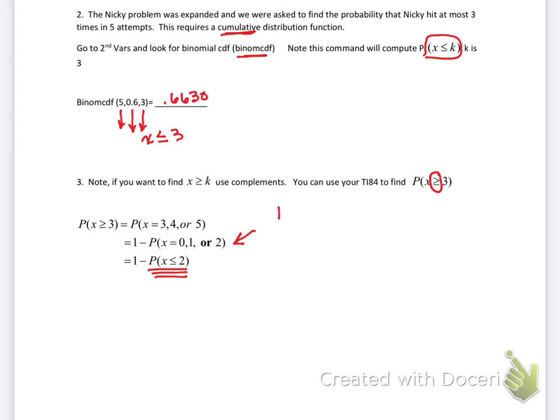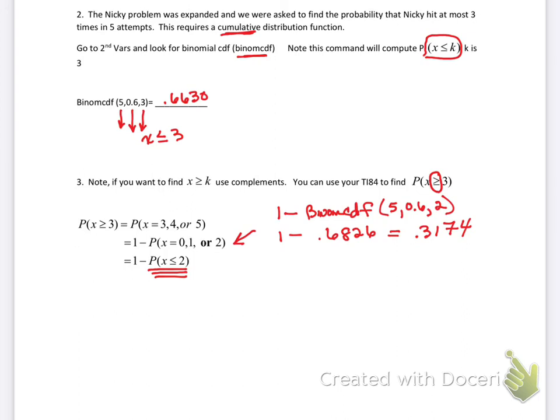Now I'm going to show you, we're just going to do this again using the Binomial Cdf function. So you would say 1 minus Binomial Cdf, remember the Cdf is for a range, and you're going to type in 5, 0.6, comma, and then 2. When you do this, you should be getting 1 minus 0.6826, which equals 0.3174.